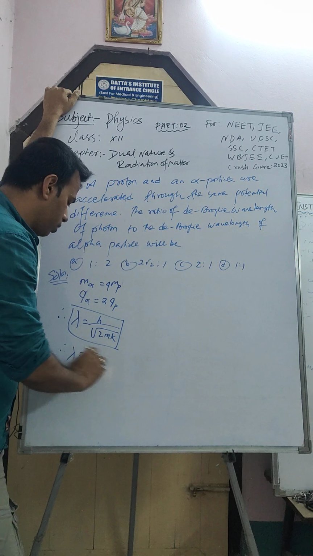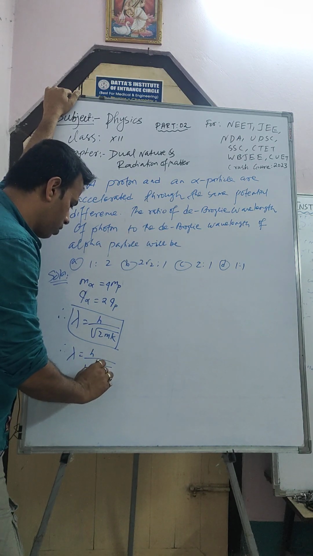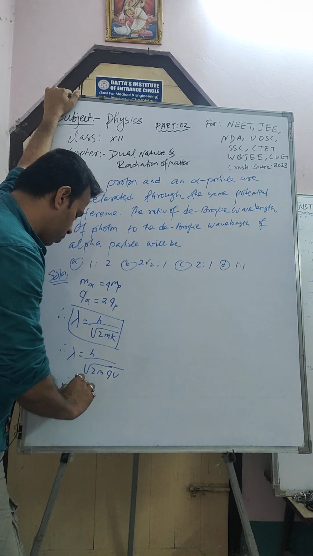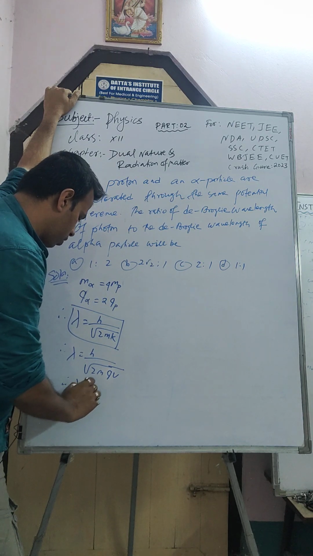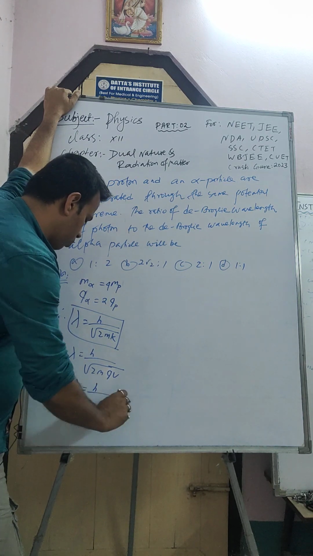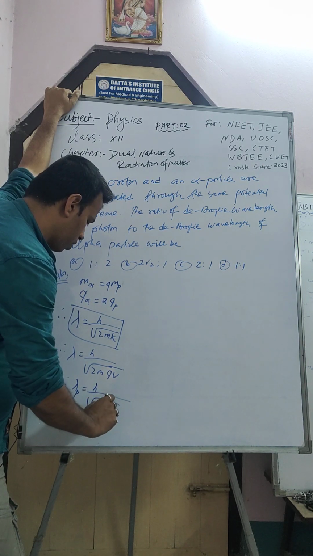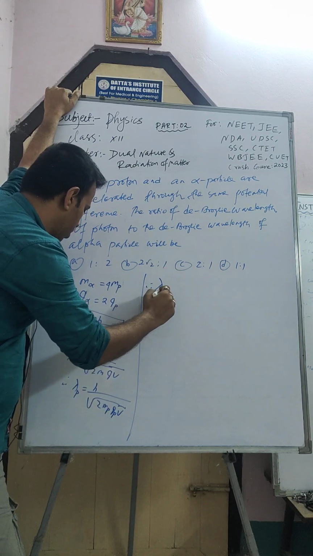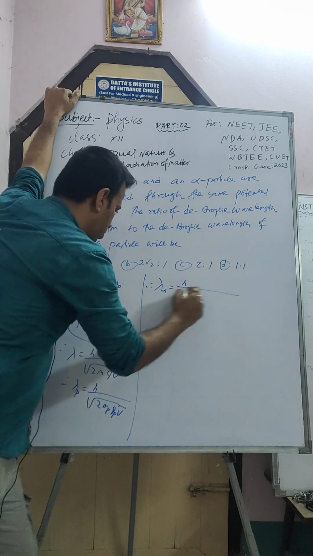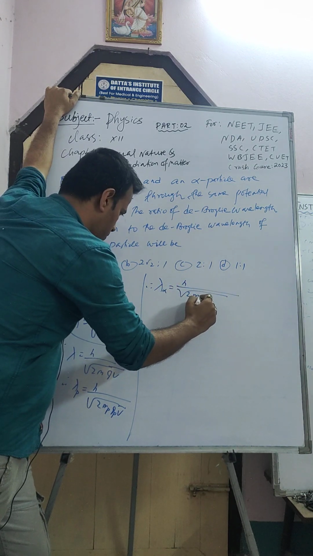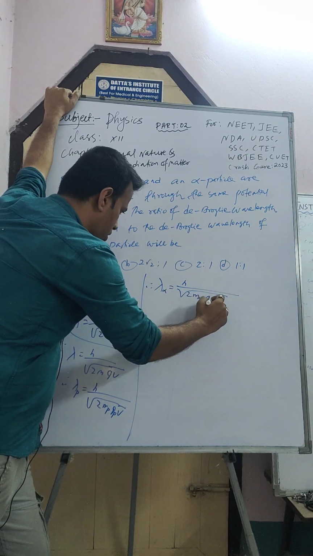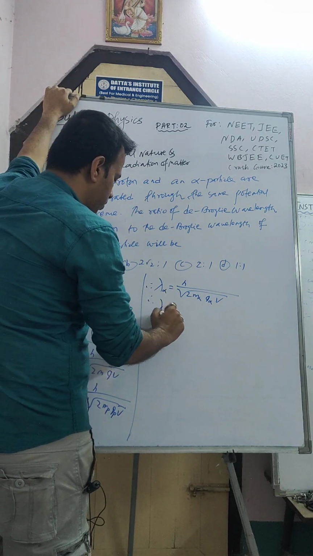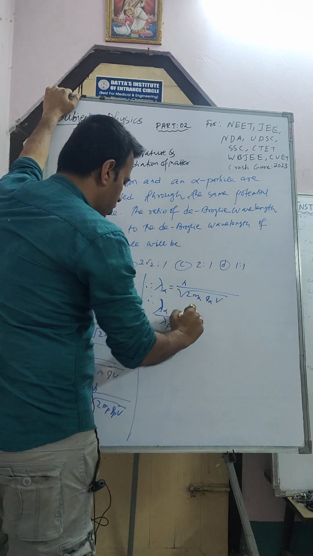So h by root over 2m, K is qV. So lambda p will be h by root over 2 m p q p V, and lambda alpha is equal to h by root over 2 m alpha q alpha V. V is the same for both, therefore lambda alpha by lambda p is what?